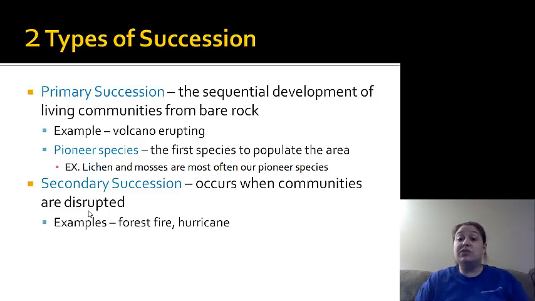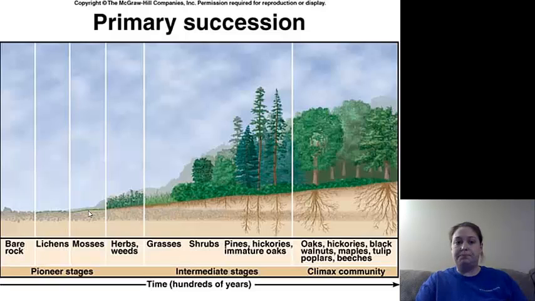Secondary succession is when a community has had some sort of disruption. It doesn't go down to bare rock again, because it has soil already there. This might be a forest fire, or a hurricane has come through and torn down all the trees, but there's still going to be soil there, so we're not seeing primary succession.